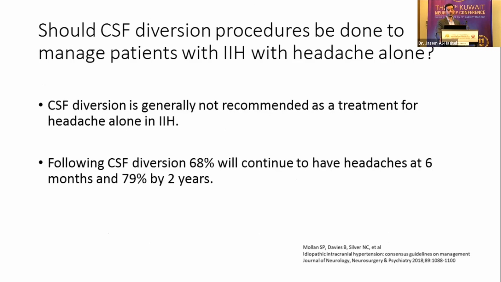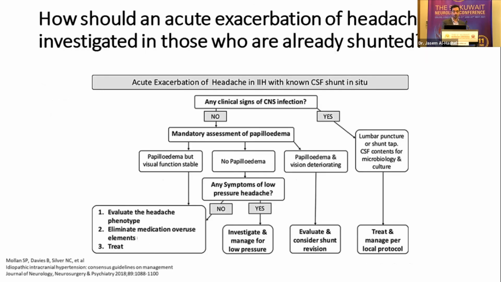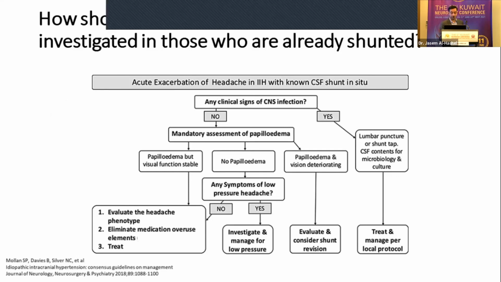Should CSF diversion procedures be done to manage patients with IIH with headache alone? In that situation, it should not be done, because as we said, they are not very good for reducing headache. A patient with a shunt comes to you with headache. How should you approach? Is there any sign of infection? If there is papilloedema and vision deteriorating, you should liaise with neurosurgery and revise the shunt. If there is no papilloedema, or there is papilloedema but the visual function is stable, you should do an LP and investigate for other causes of headache.